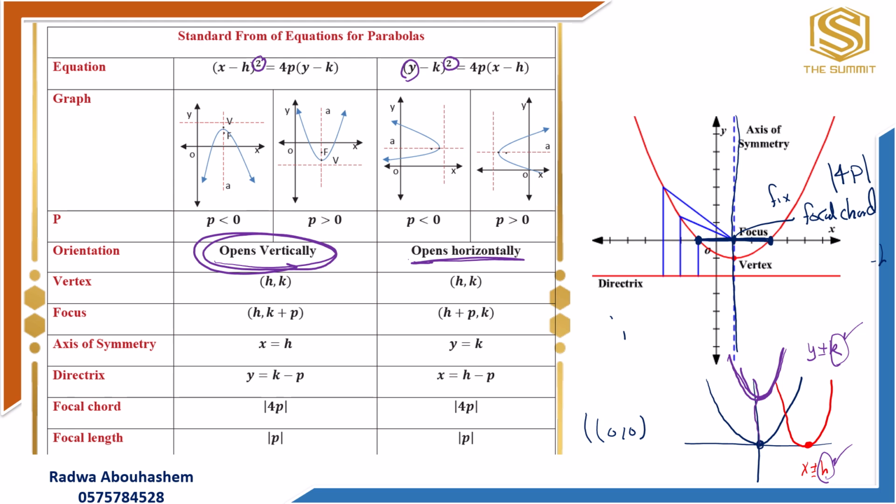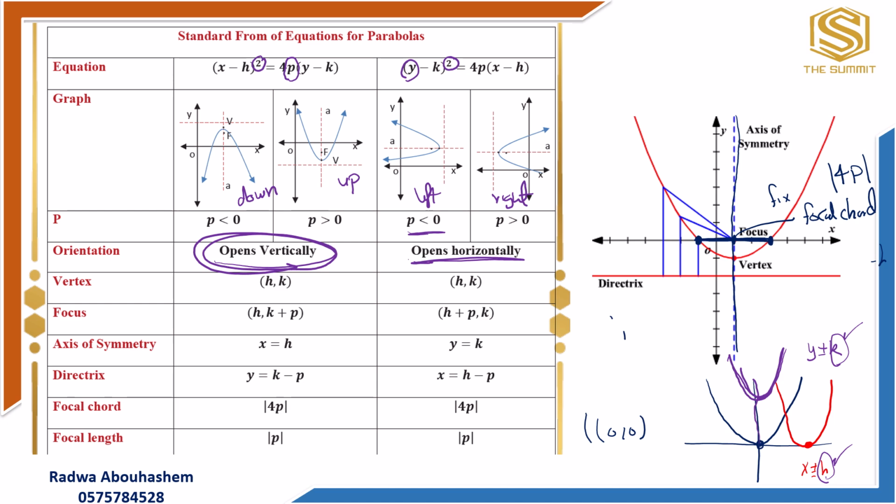Good? Good. Now, how do I know if it opens up or down, right or left? This depends on the p, and p here is the focal length. Now, if p is greater than 0, it opens up. If p is smaller than 0, it opens down. Here, if p is smaller than 0, it opens to the left. If p is greater than 0, it opens to the right.